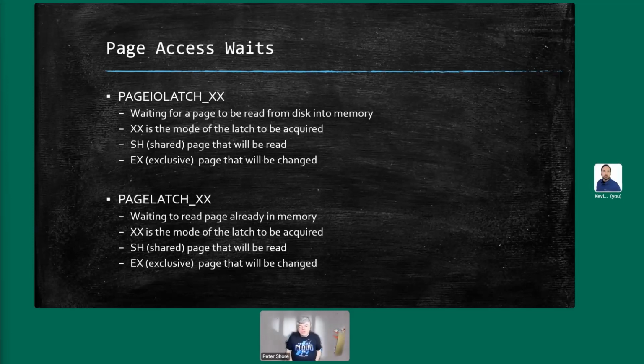All right. So page access weights. Page IO latch tells you right in the name, IO. That is about access to pages on disk. We're reading from disk into memory, because remember, SQL Server can't do any manipulations of pages unless they're in memory. The XX part of the name is a placeholder for the latch to be acquired. Typically, it's shared, so the page is going to be read, or exclusive, which means it's going to be locked because that page is going to be changed.